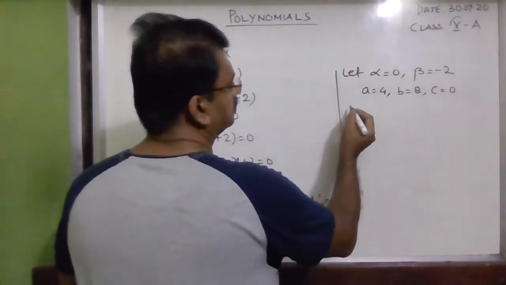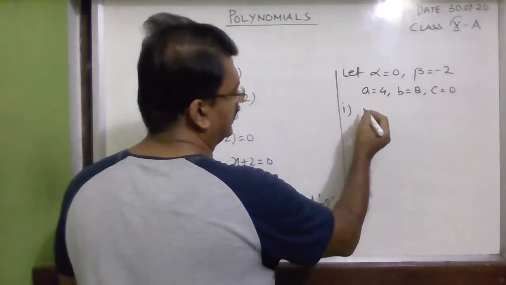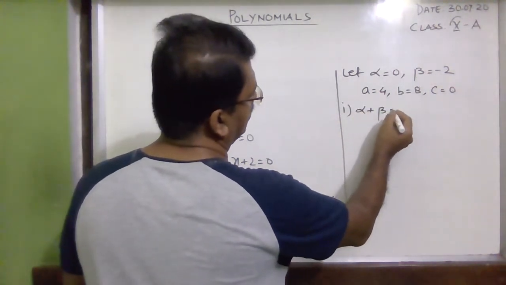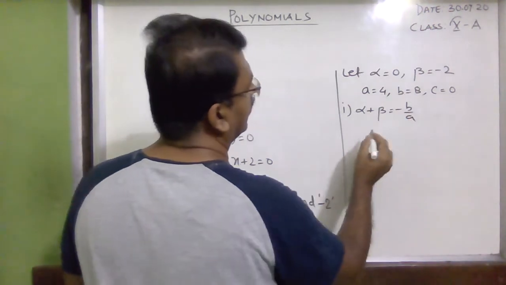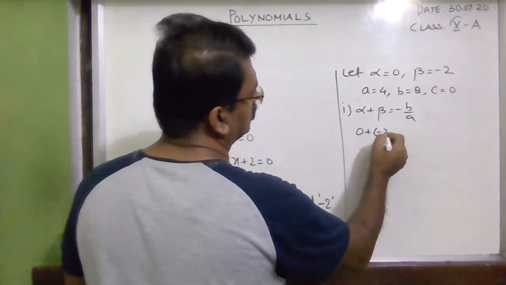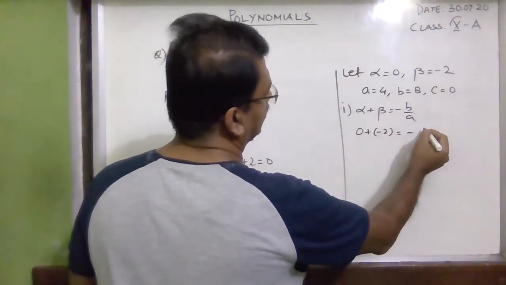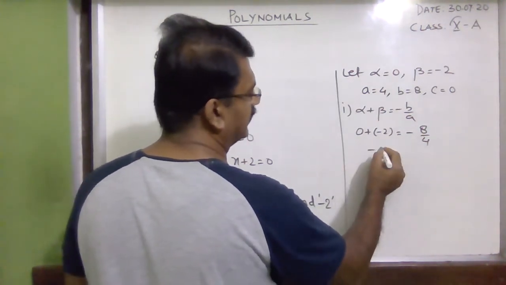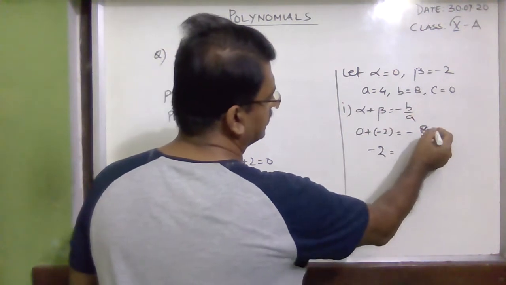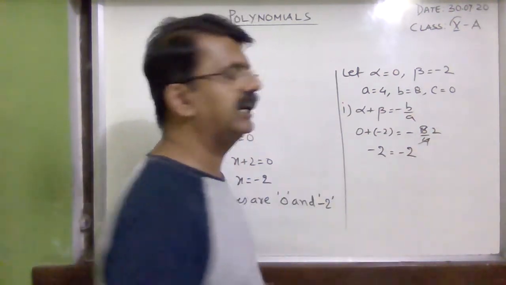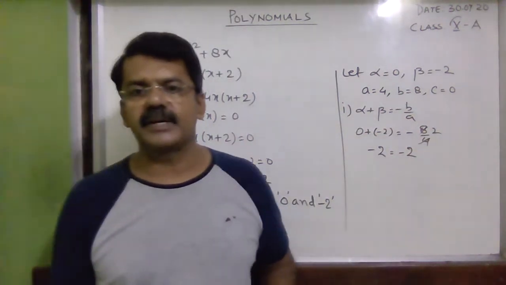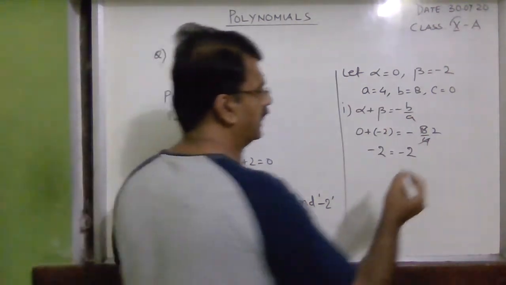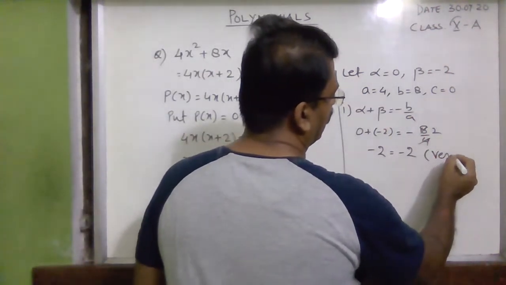Now see, the first relation is alpha plus beta is equal to minus b by a. That is 0 plus minus 2 is equal to minus b, which is 8, by a, which is 4. Now 0 plus minus 2 will be minus 2 only. And if you cancel it, it is also minus 2. So you can see it is verified because the left hand side and right hand side have the same number. So it is verified.